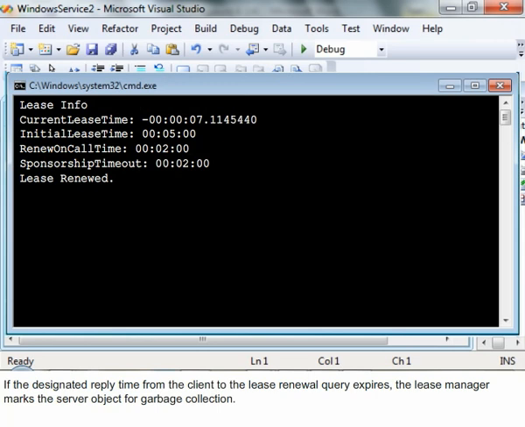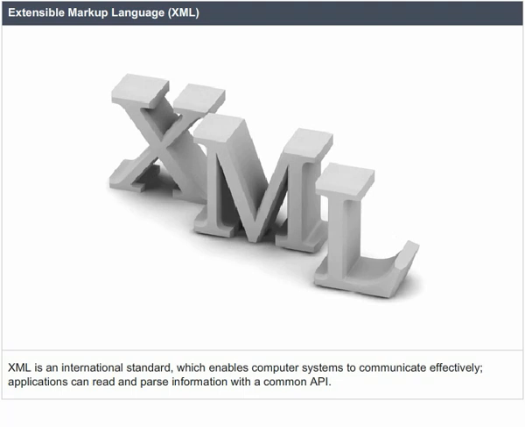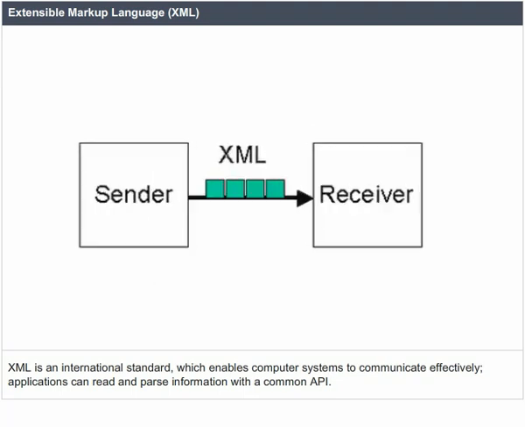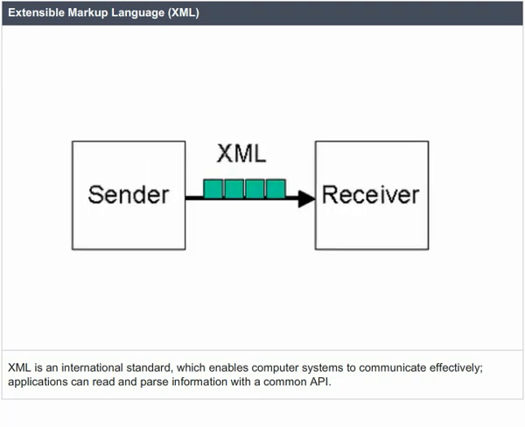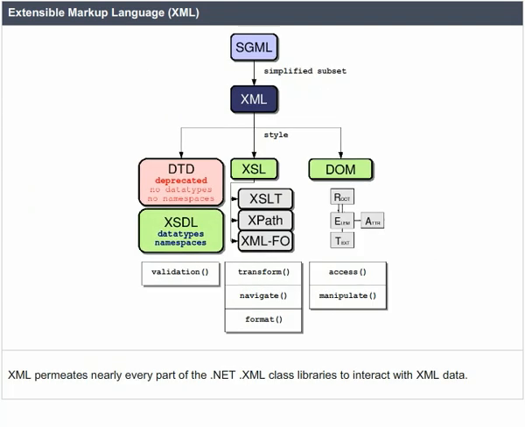Extensible Markup Language (XML). XML is an international standard which enables computer systems to communicate effectively. Applications can read and pass information with a common API. XML is an open standard that can work anywhere, regardless of your hardware platform, operating system, or programming language. XML permeates nearly every part of the .NET framework, with XML class libraries to interact with XML data.